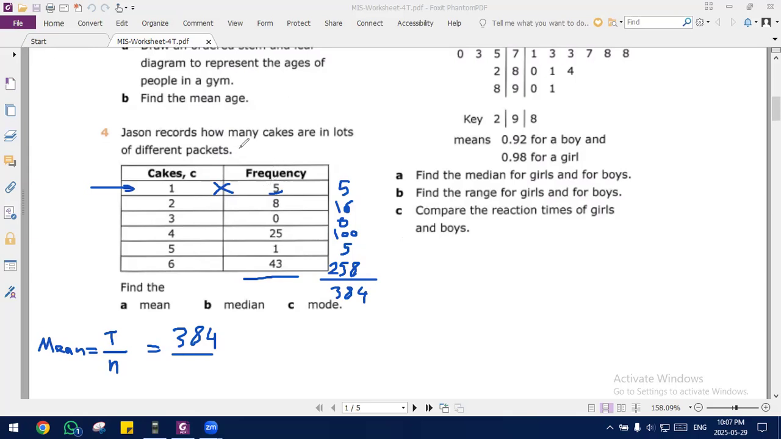Did they mention how many cakes in the question? No. So you need to add 43, 1, 25, all of them. So 43 and 1, 44 and 25, 69. 0 stays the same. Plus 8, 77. Plus 5, 82.